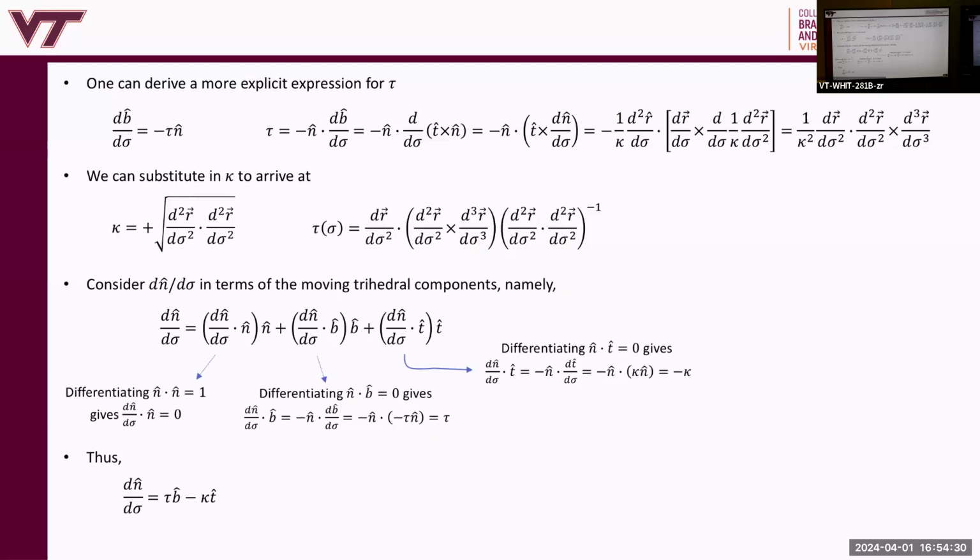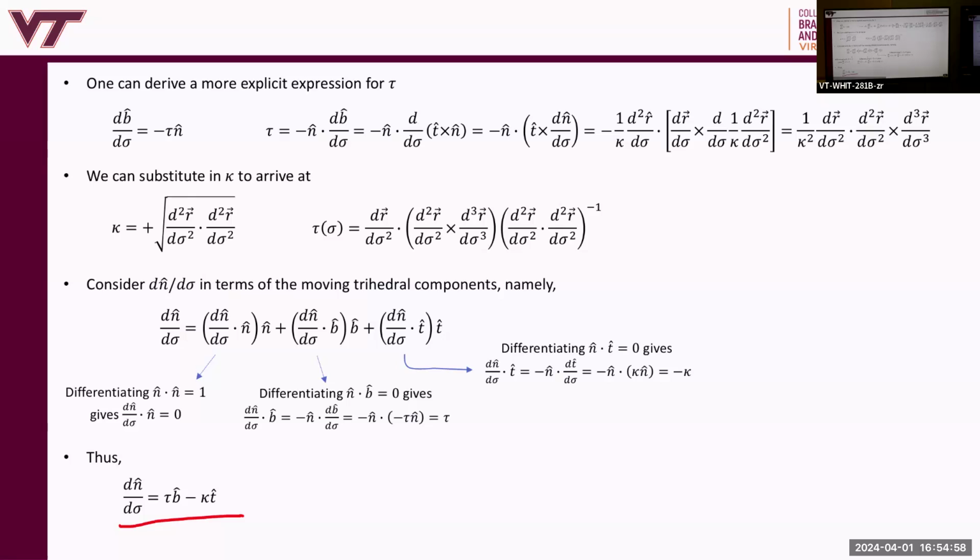dn d sigma dotted with t. We're going to have to differentiate something with n and something with t, right? So what is n dotted with t? Well, that's equal to 0. Let's differentiate it. We get dn d sigma dotted with t is equal to negative n dotted with dt d sigma. And we know what dt d sigma is, that's kappa times n. So then we get negative kappa. So what we've done now is we've written dn d sigma in terms of tau and kappa.